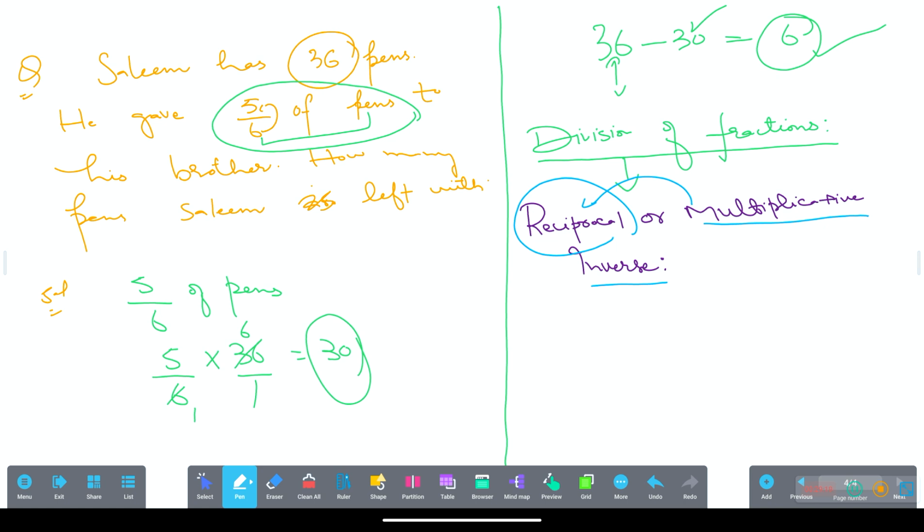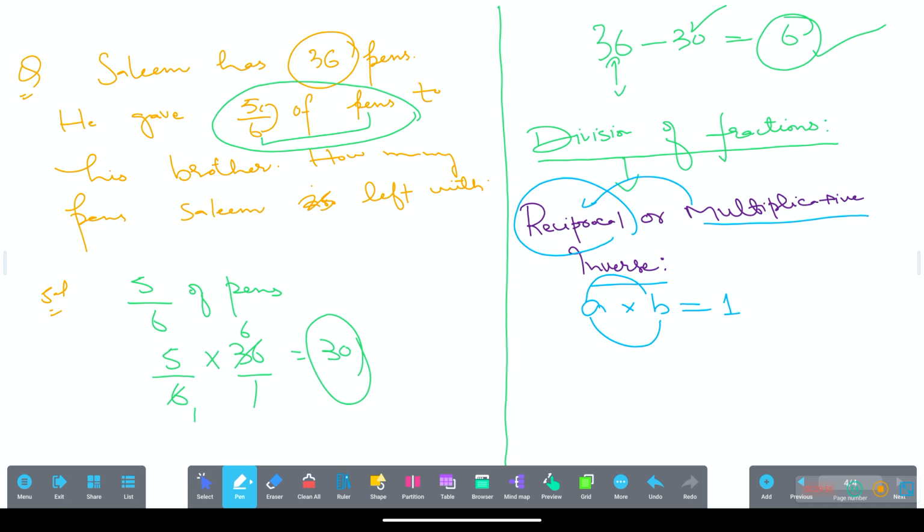Now, I hope you know what multiplicative inverse is. It means when I multiply two numbers and the result is equal to 1, suppose the two numbers are A into B, any two integers or numbers, and the result comes out to be 1, we call these two numbers reciprocal or multiplicative inverse of each other. A is the multiplicative inverse of B, and B is the multiplicative inverse of A. Or A is the reciprocal of B and B is the reciprocal of A.